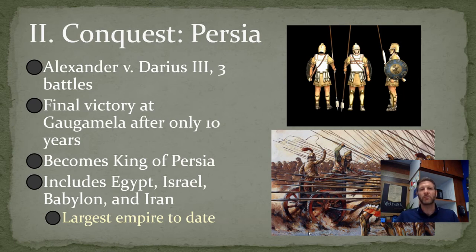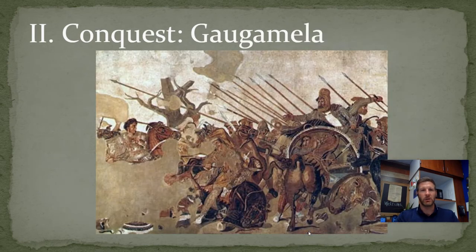Alexander crowns himself king of Persia, crowns himself king of Babylon, kind of basically king of all the world, because in their minds that amount of territory represented all the world. It included Egypt, Israel. He conquers Israel, conquers Egypt, Babylon, and also modern day Iran. So it's the largest empire to date. We'll go ahead and take a look at a map in a second.